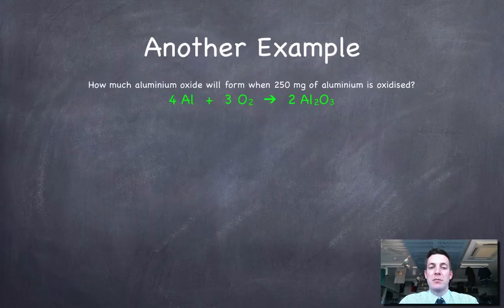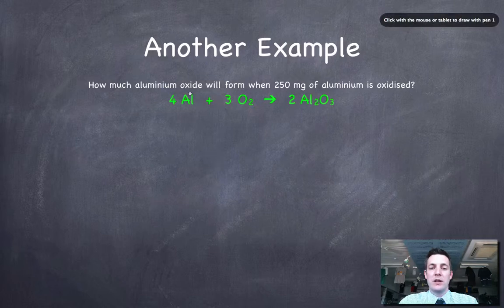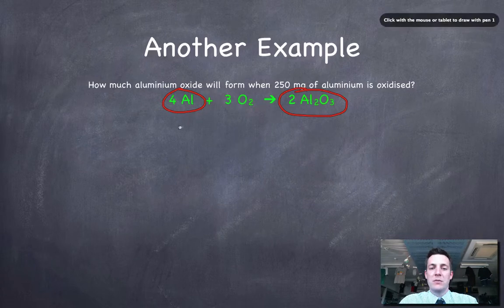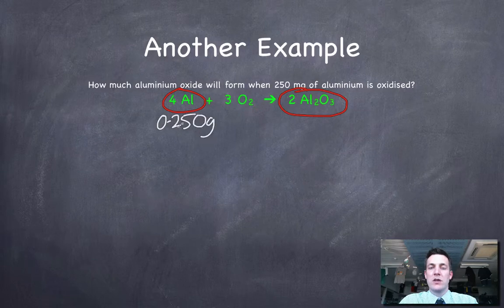How much aluminium oxide will form when 250 milligrams of aluminium is oxidized? Now this time we're being asked about the aluminium oxide, which is here, and the aluminium, which is here. I'm told there are 250 milligrams of this, so I need to turn that into grams to make it easy to deal with: 0.250 grams of aluminium. Once again I'm being asked how much aluminium oxide will form, so the mass is equal to the number of moles times the molar mass, but I don't know the number of moles even though I can find them.